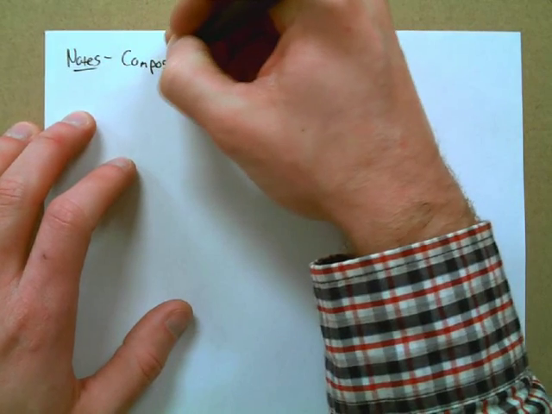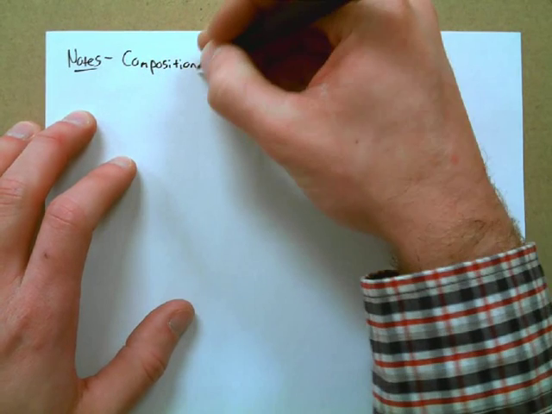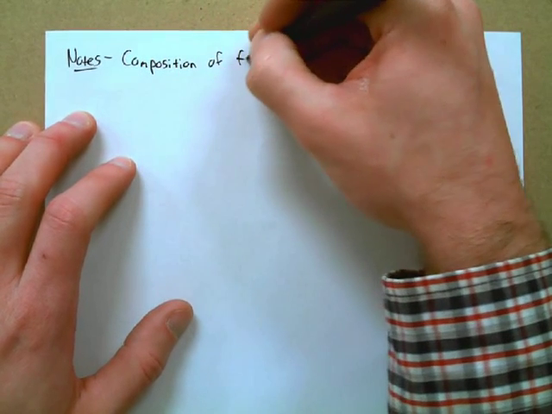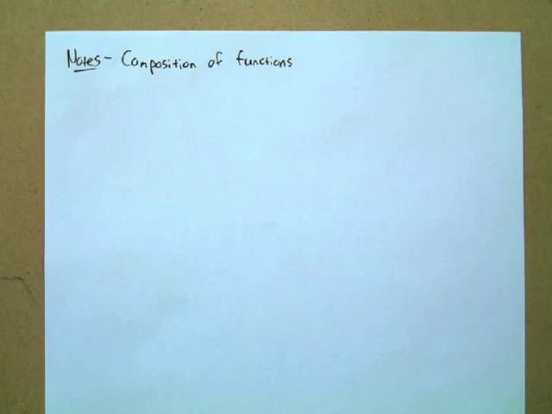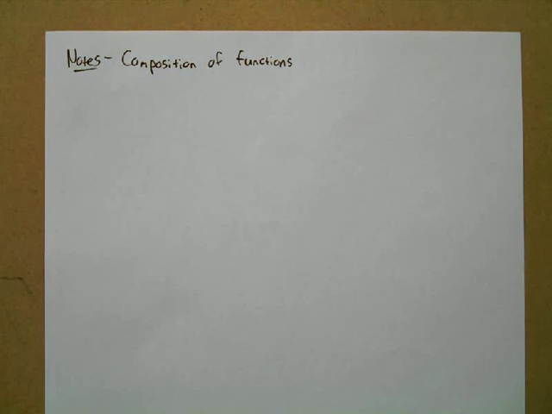So composition of functions is a topic that we almost always cover before we cover inverses, and that's because you kind of use composition of functions in inverses, and so it's necessary to make sure we're okay with compositions before we do the inverse and stuff. Okay?